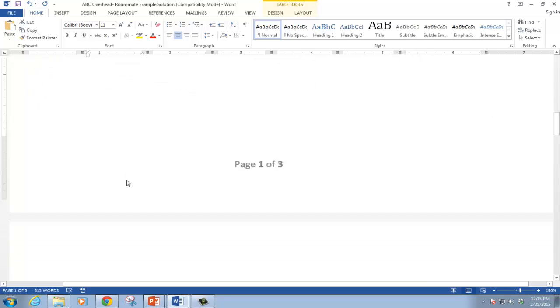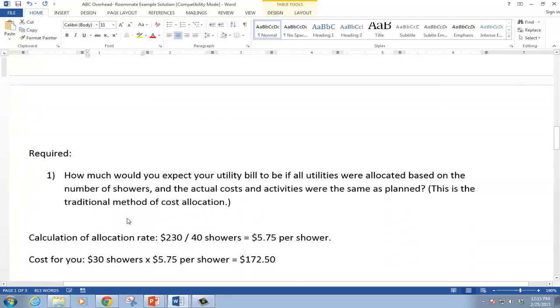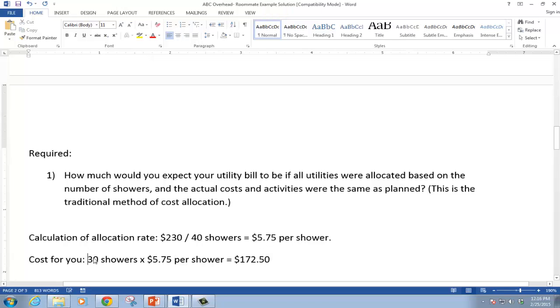All right. So what we'll do first is we'll calculate the allocation rate. So we'll take the total amount of utilities, $230, divided by the total number of showers, 40, to get $5.75 per shower. So the cost for you would be to take the 30 showers that you take times $5.75 per shower. So that's $172.50 of the full $230. That's really not very fair, right?